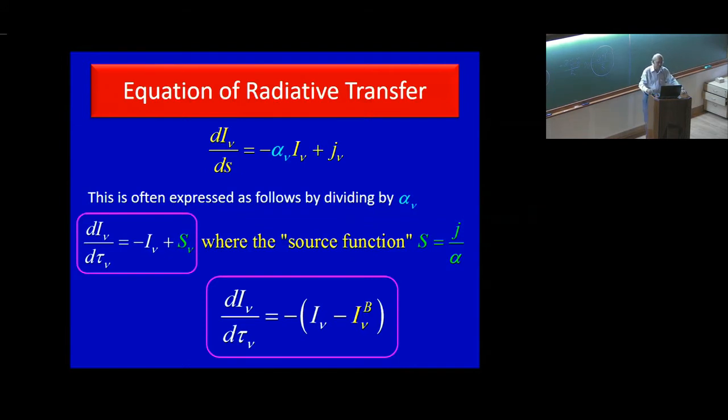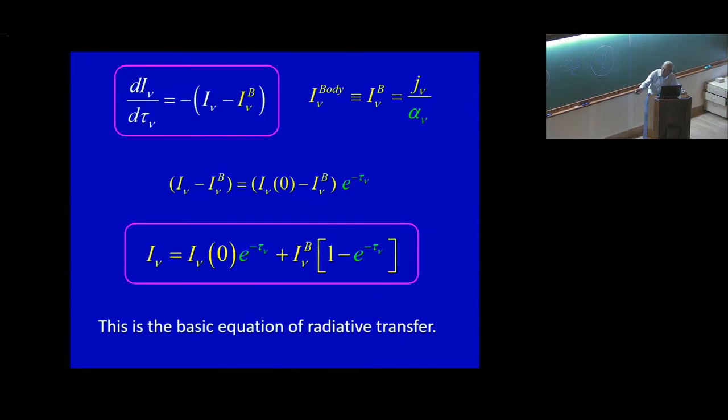So the equation of radiative transfer, which is written over there, can be rewritten in this form, which is the derivative of the specific intensity with respect to the optical depth is equal to minus the specific intensity plus S nu. S nu is simply J nu divided by alpha. Now, this is very often in physics books referred to as the source function, or it is also referred to as I nu B, B for body.